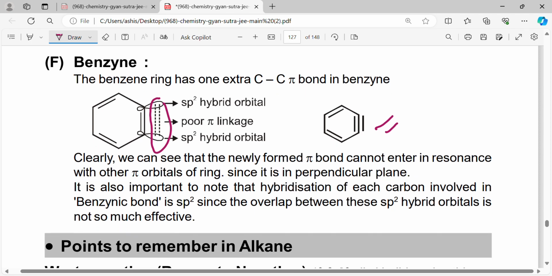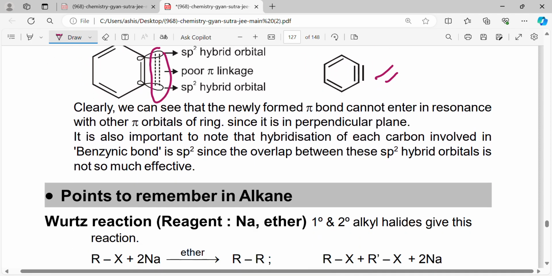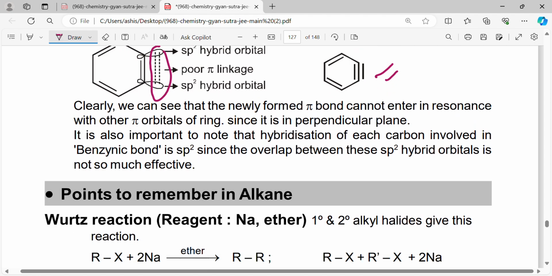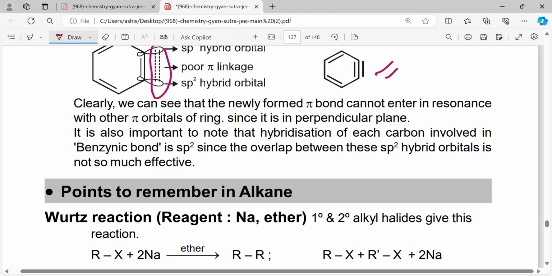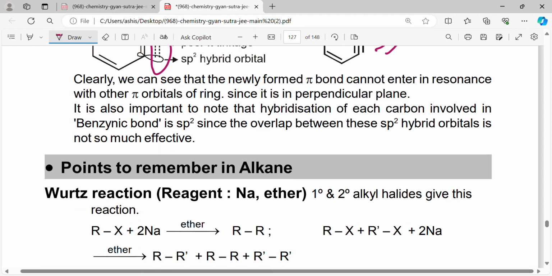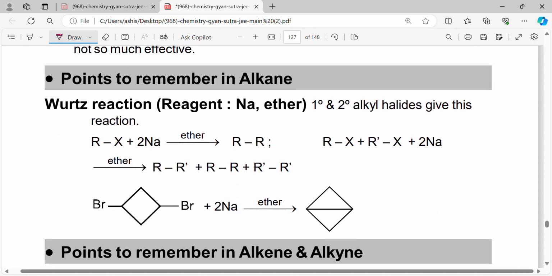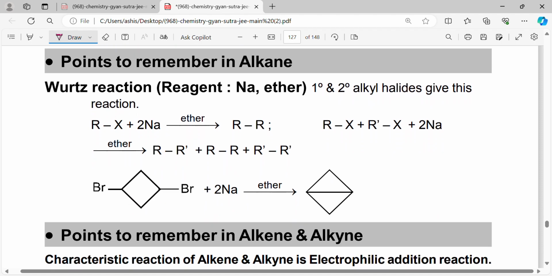Benzyne. If a benzene ring has an extra pi bond, then that is called benzyne, like that. Clearly we can see that the newly formed pi bond cannot enter into resonance with the other pi orbitals of the ring, since it is in a perpendicular plane. It is also important to note that the hybridization of each carbon involved in the benzynic bond is sp2. Since the overlap between these sp2 hybrid orbitals is not so effective, this extra pi bond actually does not enter into resonance.